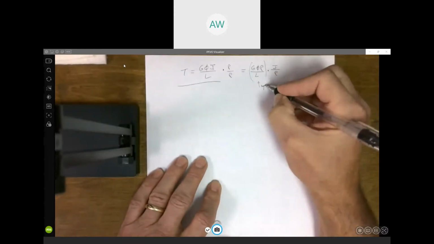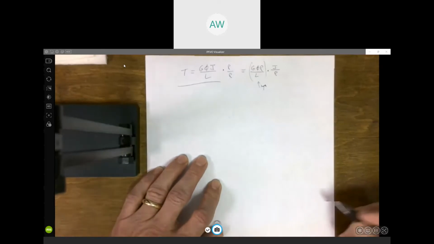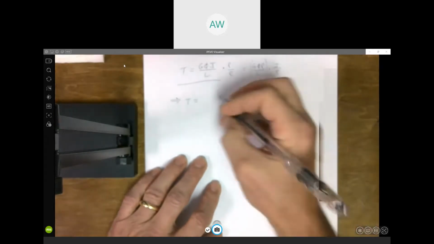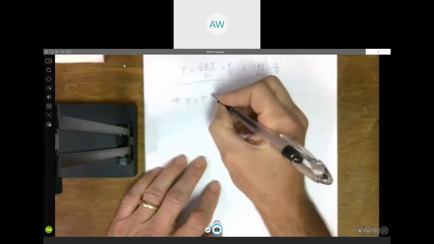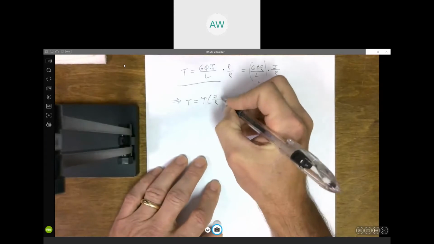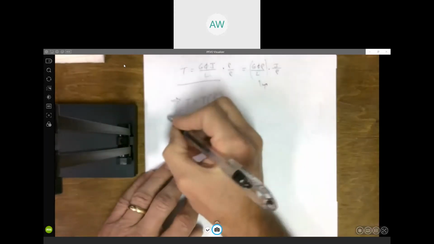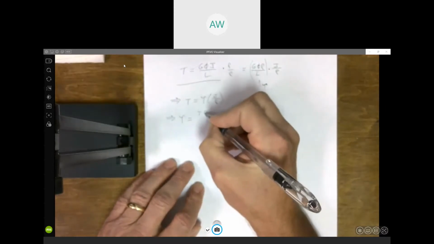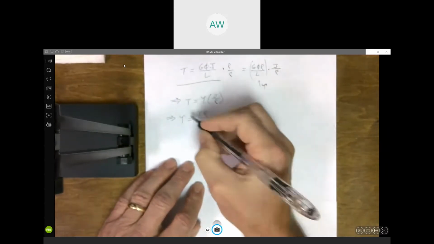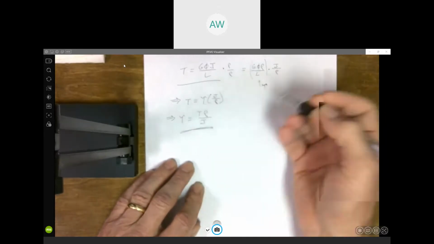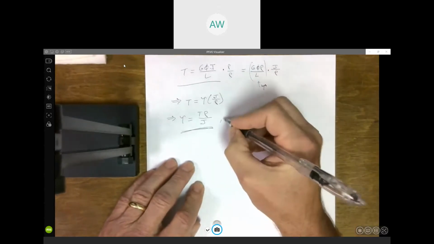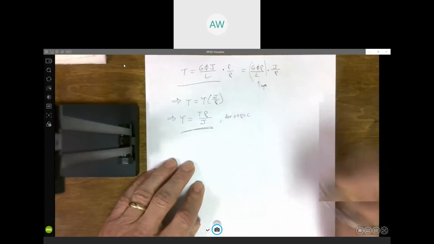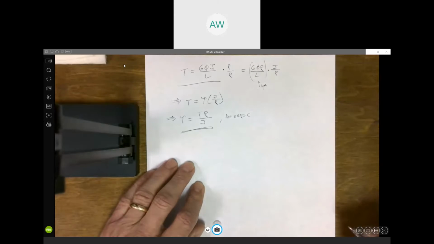But this is tau. That's our shear stress formula that we derived a minute ago. So now I've got torque is equal to shear stress tau times J over rho. And we just solve for shear stress now. Tau would be equal to T times rho over J. Again, this would give you the shear stress for some arbitrary radius anywhere between 0 and C.